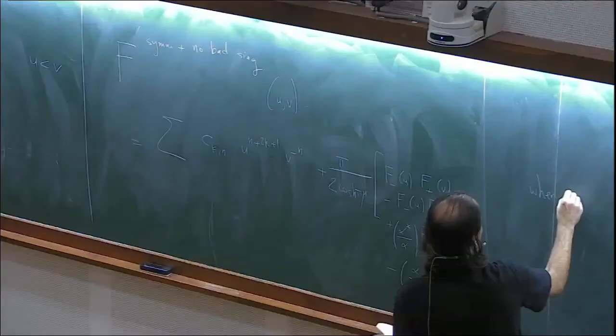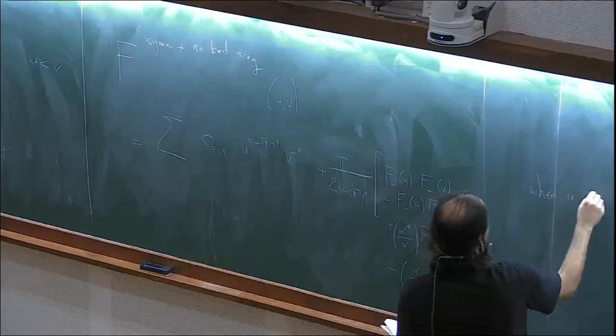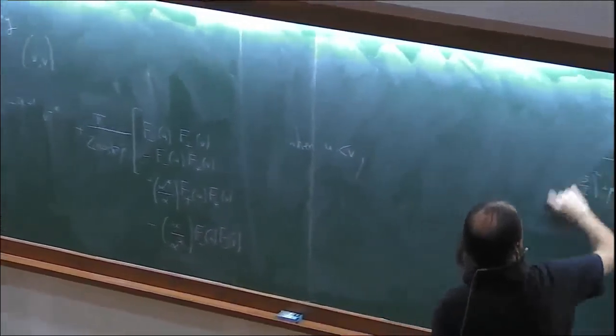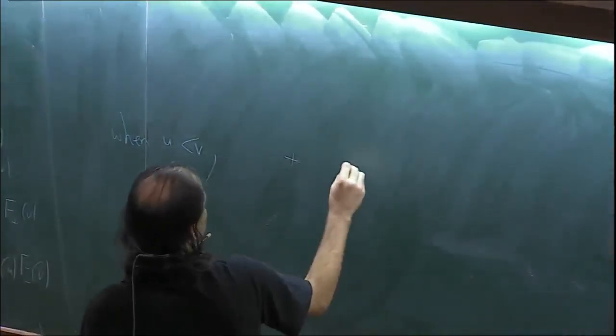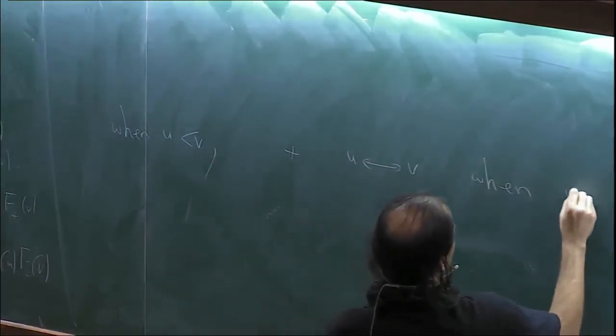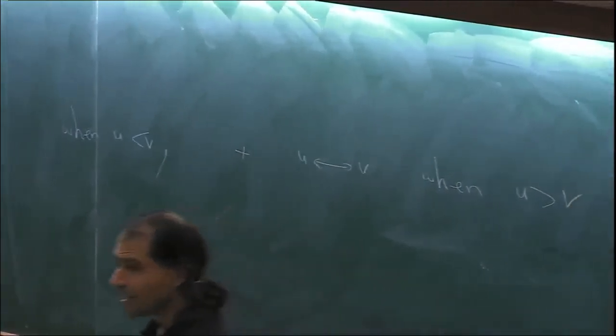This is what it looks like when u is less than v, and just flip u and v when u is bigger than v. Okay, so that's the full answer.